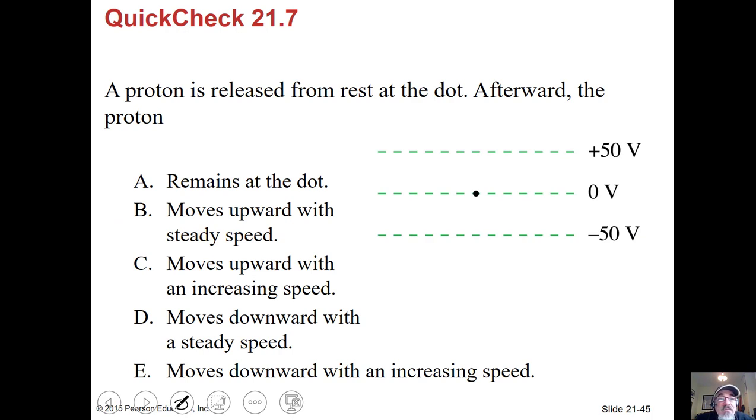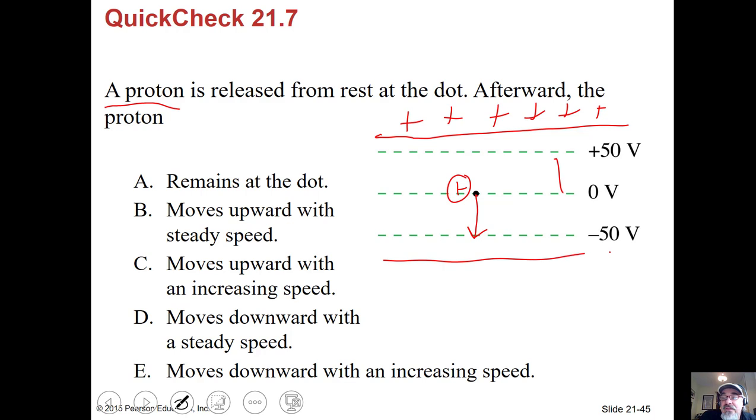Okay, so let's see what we have here. A proton is released from rest at the dot. Afterwards, the proton, okay, so this would be like going uphill, going from 0 to 50, from a lower to a higher. So this proton, the key is that it's a proton, it's positively charged, so it would go in this direction. Another way of thinking about this, well, how are you going to actually create this? What if this was a positive plate of a capacitor over here, and this was a negative plate of a capacitor? Maybe you could figure out some way of doing this, and then you would get it to move down and speed up.